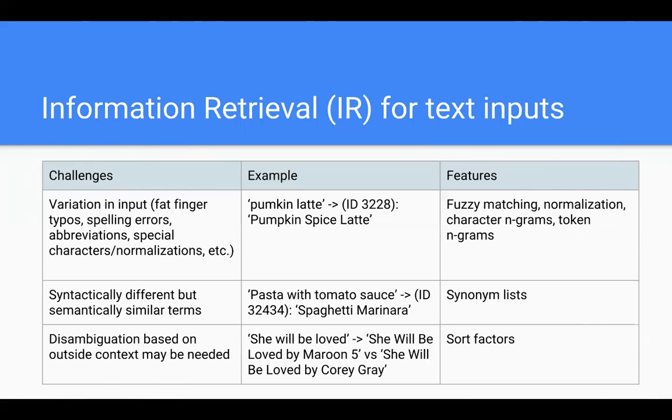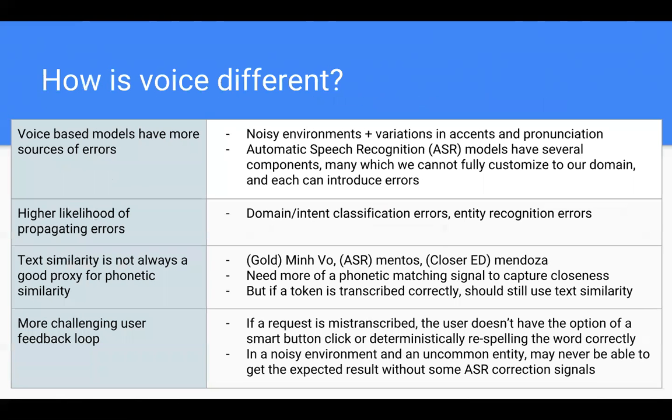You can also disambiguate based on outside context. So for example, She Will Be Loved, which is an album, can be matched to She Will Be Loved by Maroon 5 or She Will Be Loved by Corey Gray, who are two different artists. And one way to do this is by looking at the preferences of the user who is saying it, and based on the history of the music that they have been playing or whatever, you can basically match one or the other. So this is more on the context side of things. So this is what traditional systems actually do.